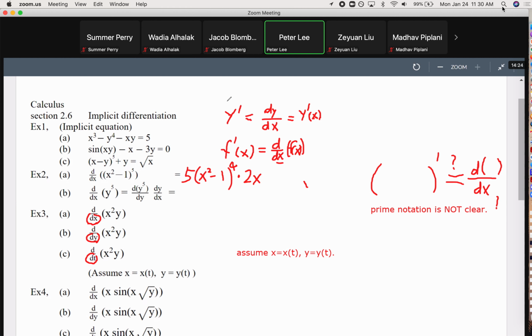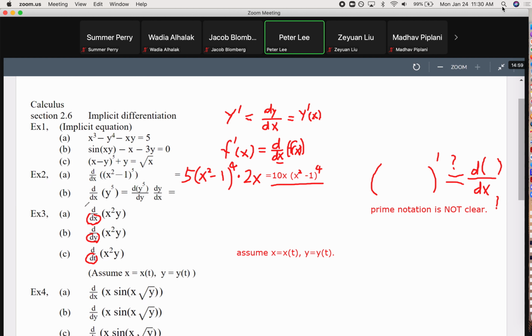This is really cool. So this is now the final answer. Well, why don't we simplify this? Let me write this down. If we simplify this, what do we get? We get 10x, and then times what? x squared minus 1, raised to the fourth power. So this is now the final answer to example 2A.